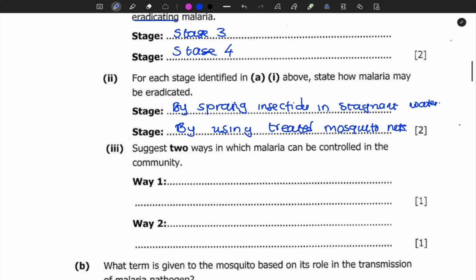Roman number 3, suggest ways in which malaria can be controlled. So here we are looking at controlling of malaria in the community. The same answers that we have put here can still be the answers for this question, but let's just state another one. Since we are dealing with community, we can say by keeping the surrounding clean. Then number 2, we can just say by using treated mosquito net.